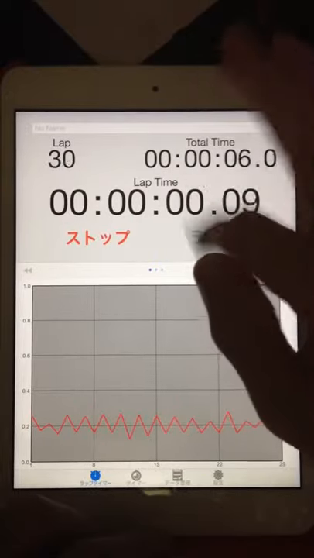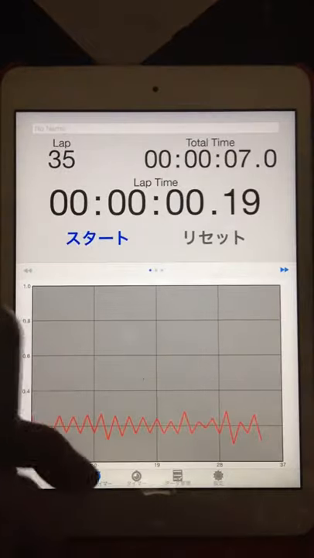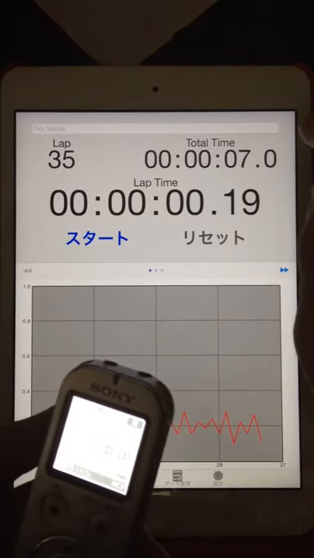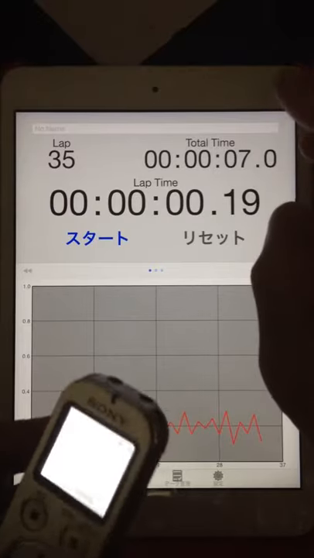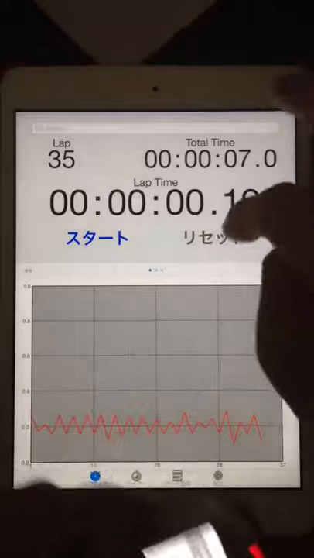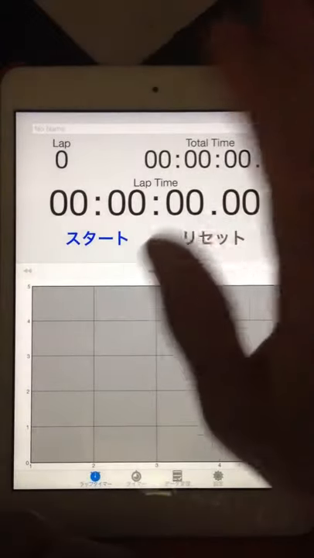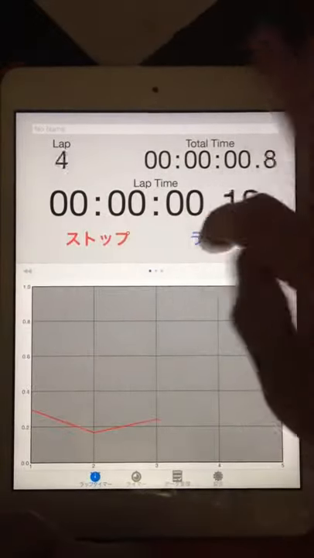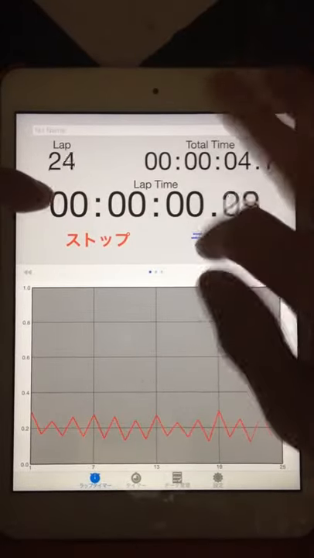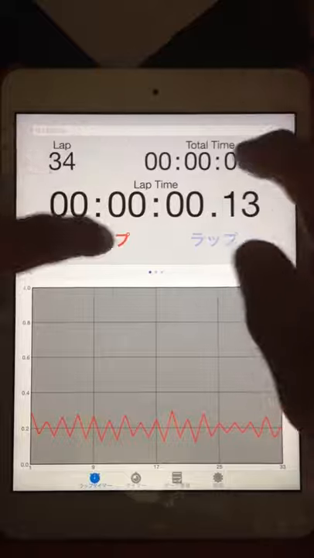1, 2, 3, 4. Mistake. Difficult. Faster is difficult. Restart. 1, 2, 3, 4.